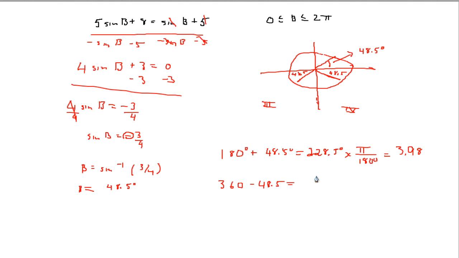And for the solution in quadrant 4, what we're going to do is 360 minus 48.5 degrees, which gives us an angle of 311.5 degrees, and multiply that by pi over 180, which gives us the answer of 5.43. And this is how you determine the value of b with this trig function of sine when it's negative in quadrants 3 and 4.